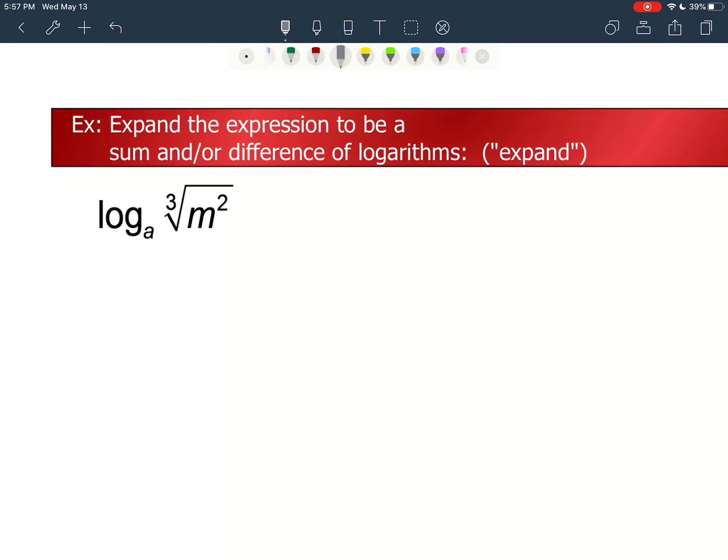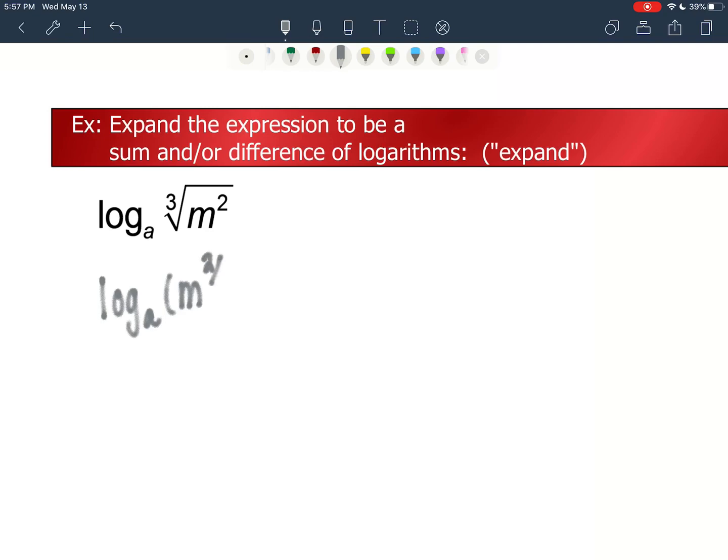We've got log base A of the cubed root of m squared. There's not really much to this, is there? So you might want to press pause and try it and say, I think I can do this. I think I can do it. I think you can do it too. If you tried it and you're coming back, here we go.